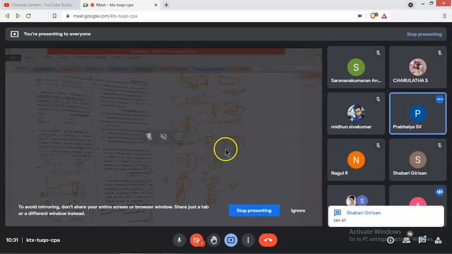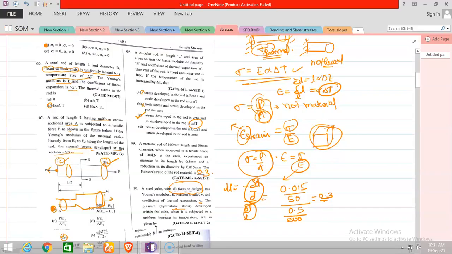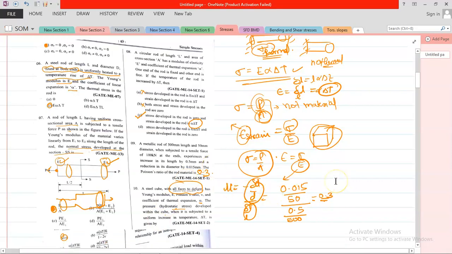Sir, yeah. Can you also explain some questions from a civil engineering point of view? The concept doesn't change, whether it is from mechanical or civil. I had the mechanical previous year book, so I took the mechanical. If you go with civil, the same question will arise because the concept doesn't change. The concept is stress is equal to strain into modulus. The questions will come from it only.